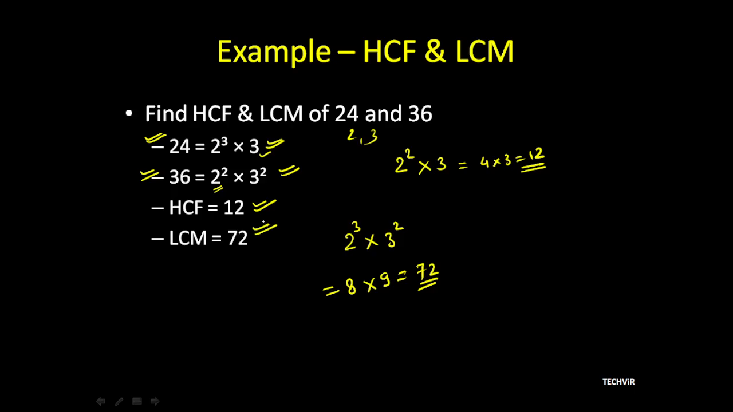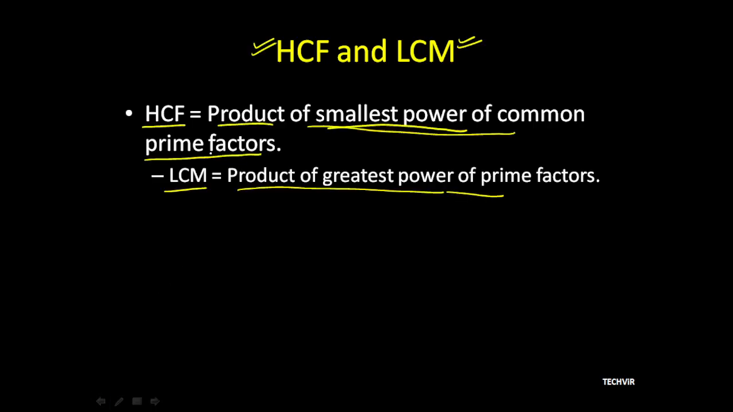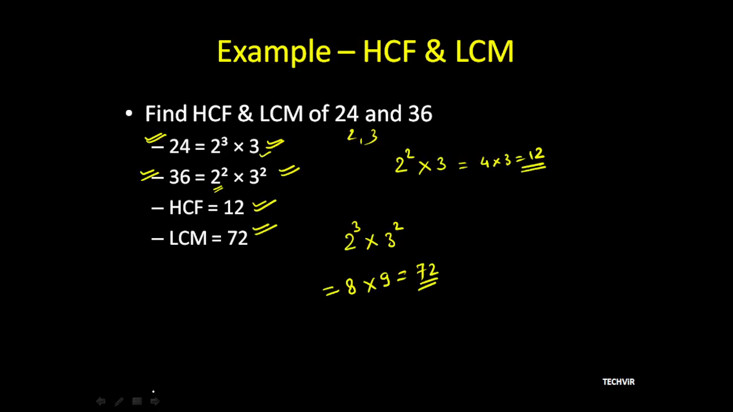So in this way you can find the HCF and LCM of two given numbers. These are the basic definitions, but we need not memorize the definitions. We need to know what method to use to find the HCF and LCM. Using prime factors we can find the HCF and LCM of the numbers this way. You have to remember that for HCF you look at the lowest powers of the common prime factors, and for LCM you look at the highest powers.